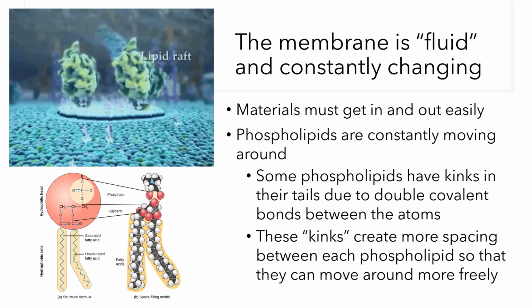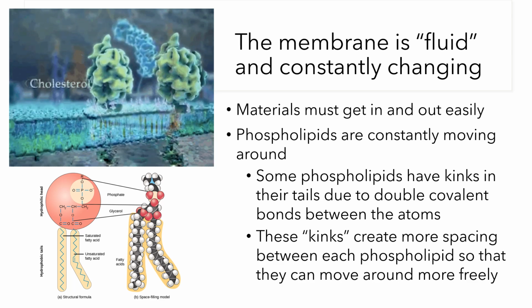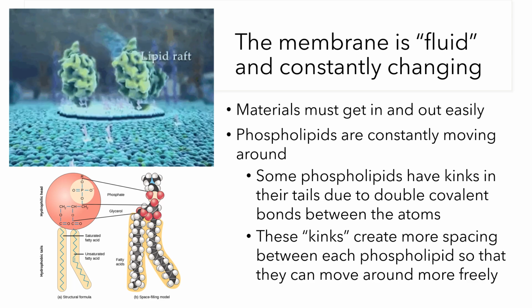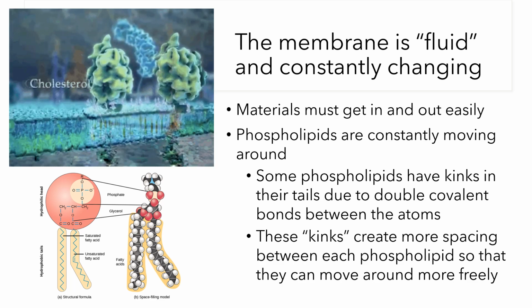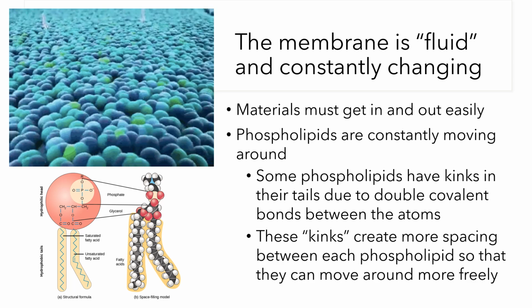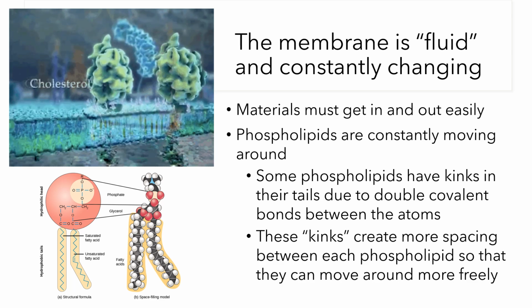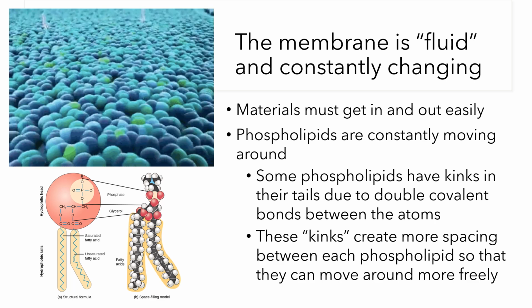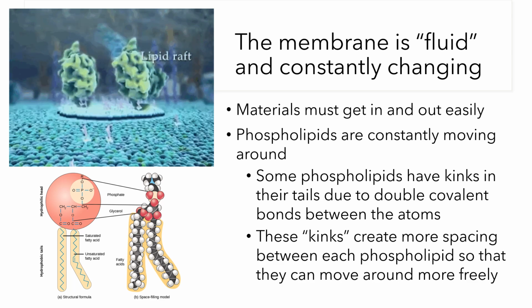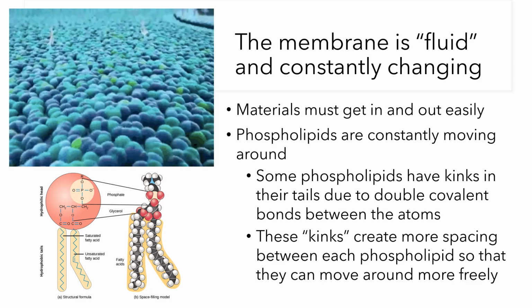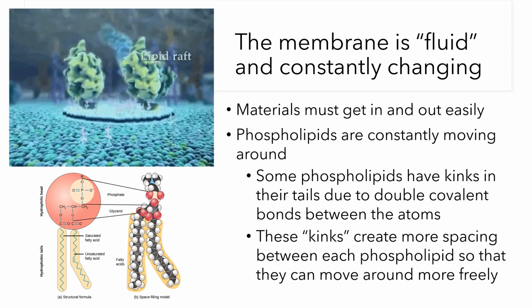Let's look at the characteristic that says that the membrane is fluid and constantly changing. So the phospholipids are actually constantly moving around each other, partially just because, remember, all molecules are in constant motion just because of inherent characteristics, and they get more motion with more heat and less motion with less heat applied.